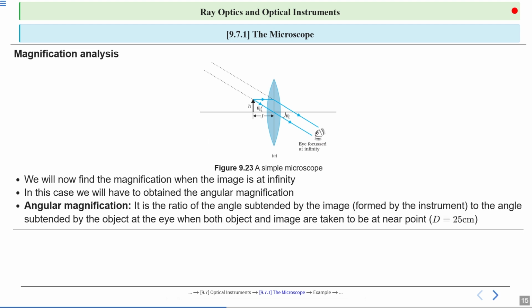Angular magnification is defined as the ratio of angle subtended by the image to the angle subtended by the object at the eye, with both at the near point, typically 25 centimeters. This definition helps us understand how microscopes enhance our ability to see details by increasing the apparent size of the image.